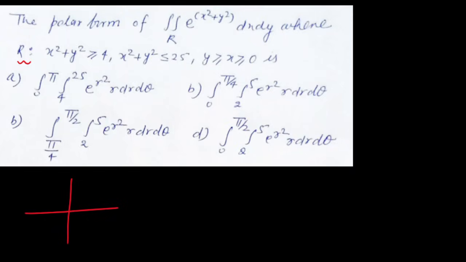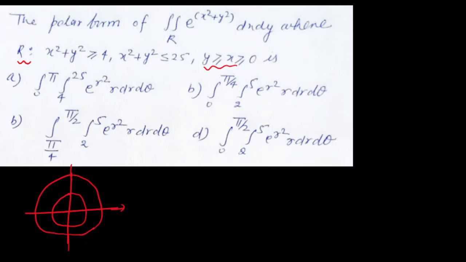x squared plus y squared is greater than or equal to 4. So x squared plus y squared equals 4 is a circle, which means we have to take the region outside the circle. Then x squared plus y squared equals 25 is also a circle, right? Not the circle that I wanted to draw, but anyway, I hope you can consider this also. So x squared plus y squared is less than or equal to 25, which means inside the circle. So now we have the region bounded between these two circles.